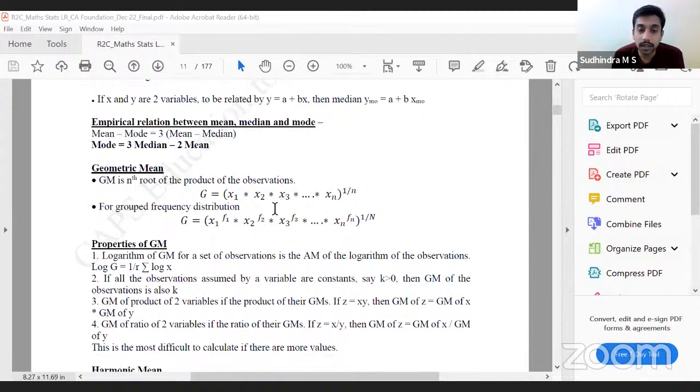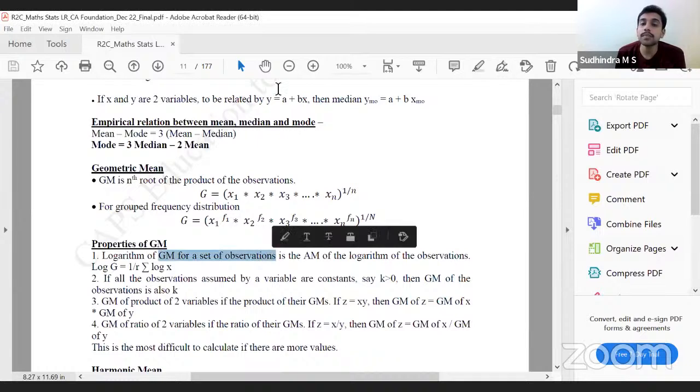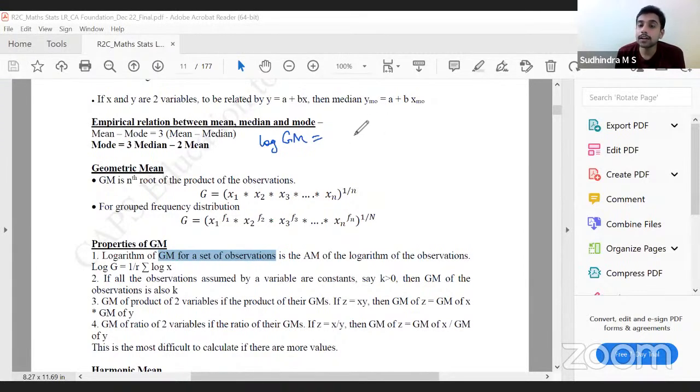Very, very important. Logarithm of a geometric mean for a set of observations is arithmetic mean of logarithm of the observations. That is, log of geometric mean: first calculate log values, then calculate arithmetic mean of it. Summation log x by, instead of n, they use r. Summation log x by r. Right? Logarithm of geometric mean is arithmetic mean of logarithm of the observations.